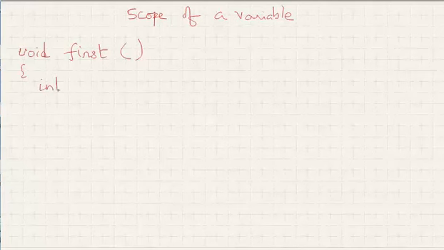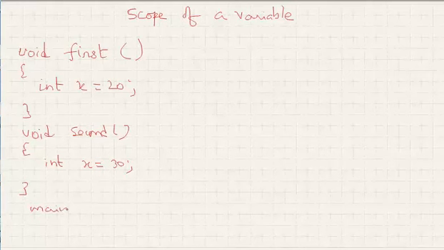Let's say integer x equal to 20, and that's it. Then void, take another one, second, and integer x equal to 30, and our main function. Say x is equal to 40, and I print here, printf(x).